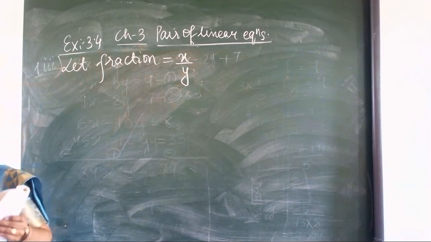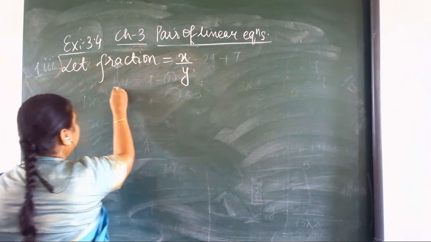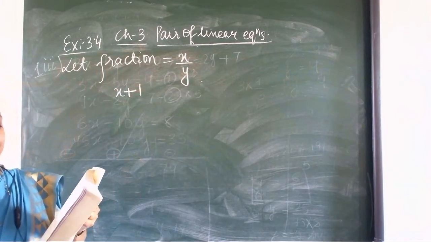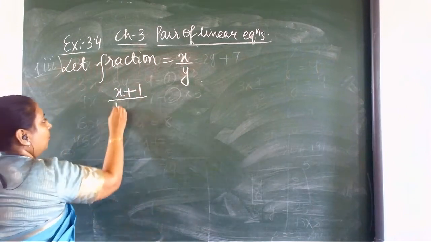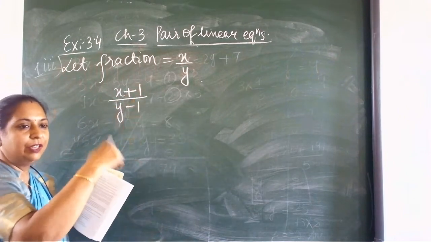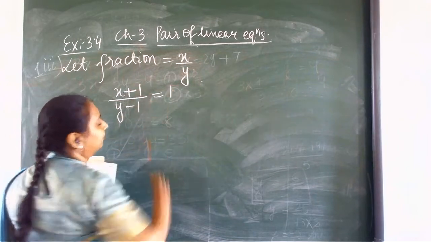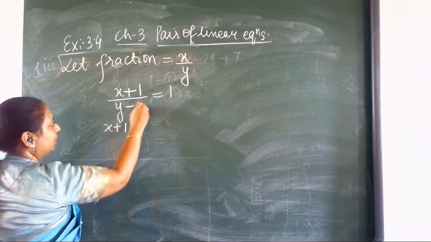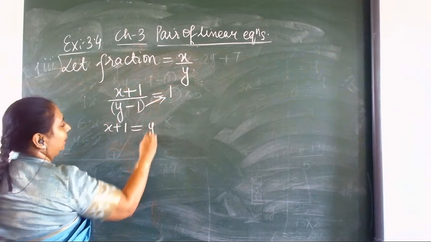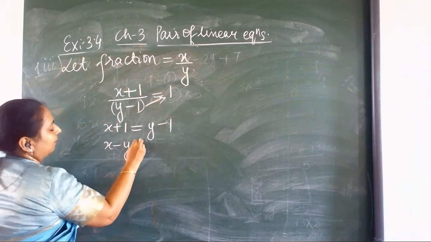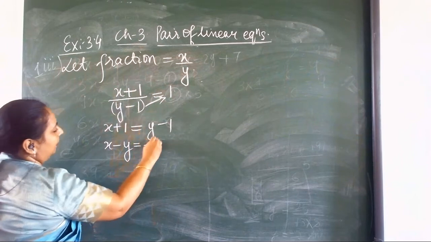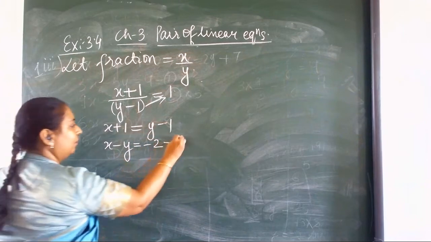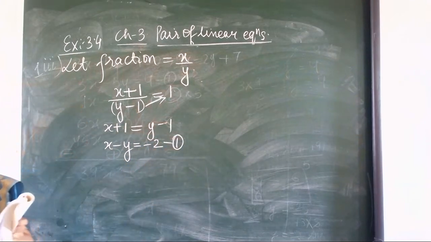Now, if 1 is added to the numerator, that means x plus 1, and 1 is subtracted from the denominator, so y minus 1, the fraction reduces to 1. Now simplify it. x plus 1 is equal to y minus 1. So x minus y is equal to minus 2. This minus 1 goes there, minus 1 and minus 1 is minus 2. This is the first equation according to the first condition.